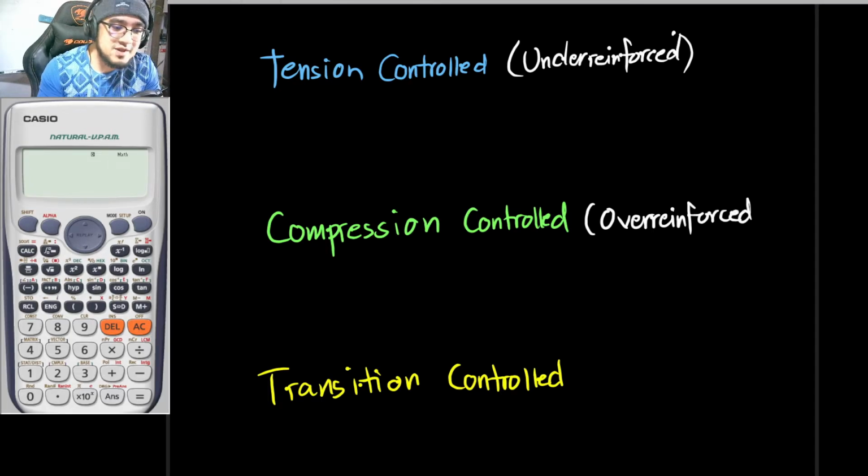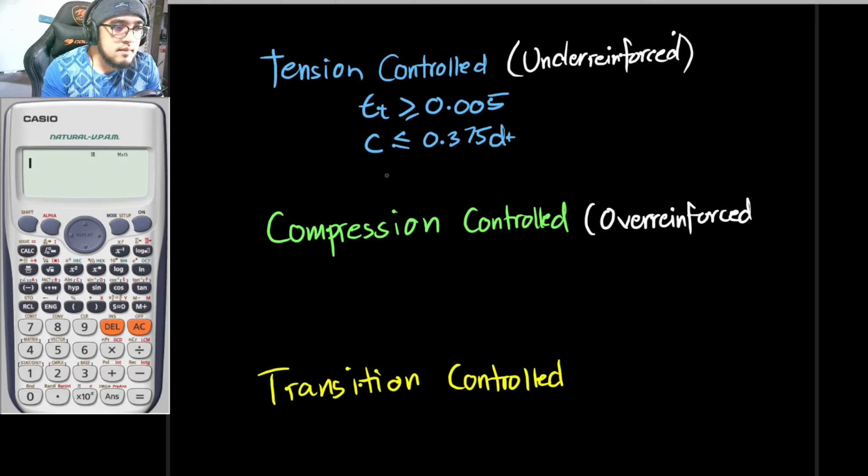By the way, before I proceed, for your tension controlled, it is indicated here that your strain εt, which is the strain of the outermost steel rebars, should be greater than or equal to 0.005. So take note of these conditions. And your c here is now to be less than or equal to 0.375 times dt. And your rho is to be less than or equal to rho balanced.